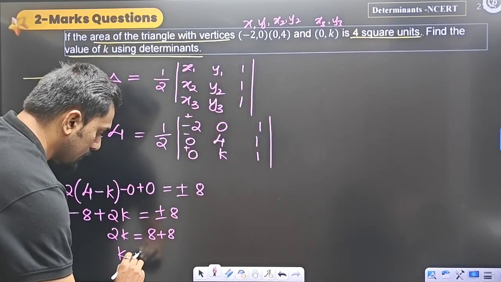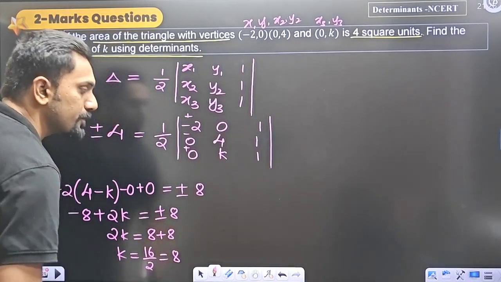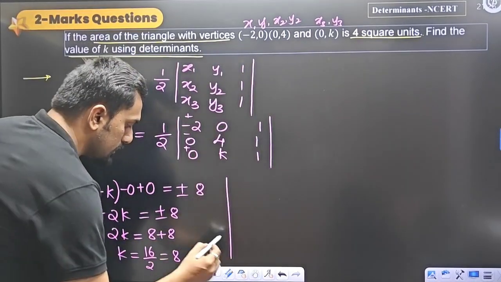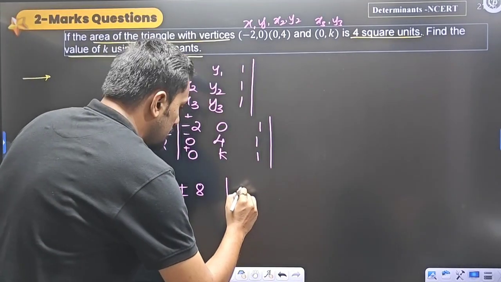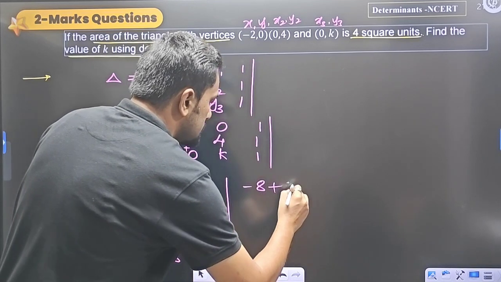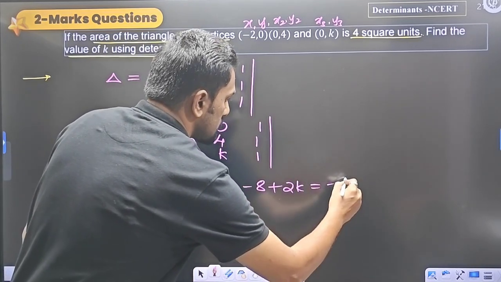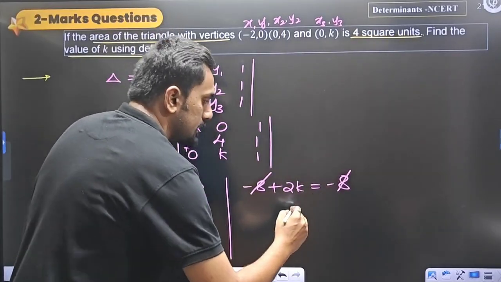So k will be equal to 16 divided by 2, and that is equal to 8. Okay, we have got one value of k as 8. The second value will be minus 8 plus 2 times k is equal to minus 8. Right, this minus 8 and minus 8 get cancelled.